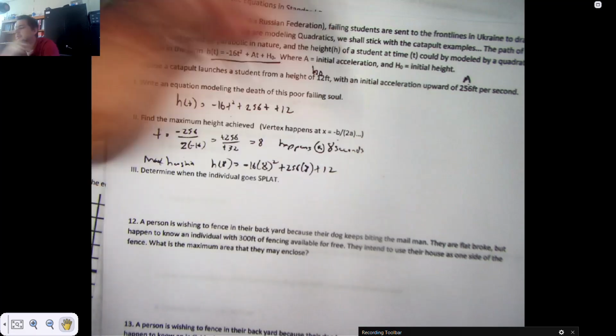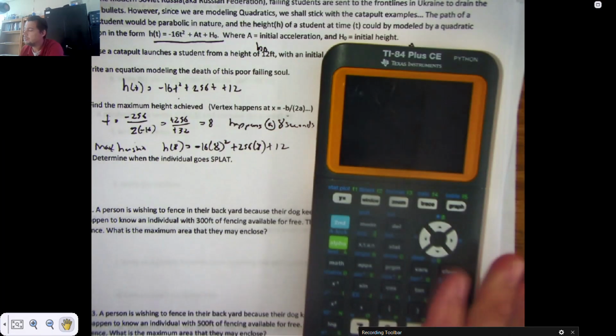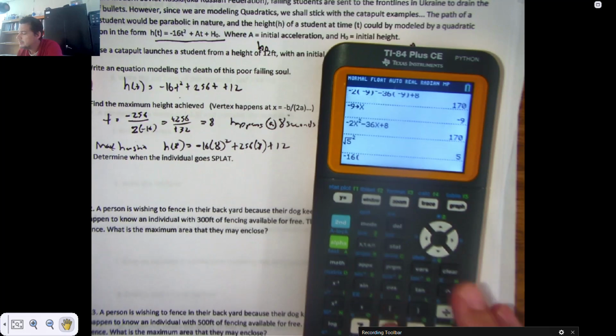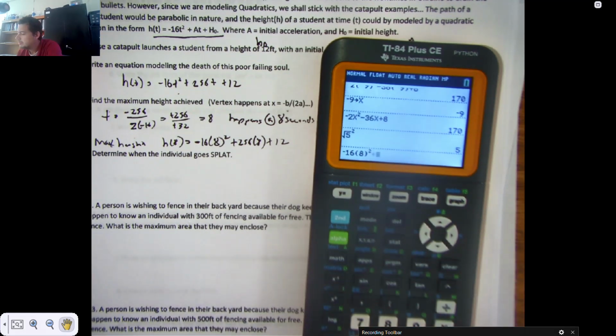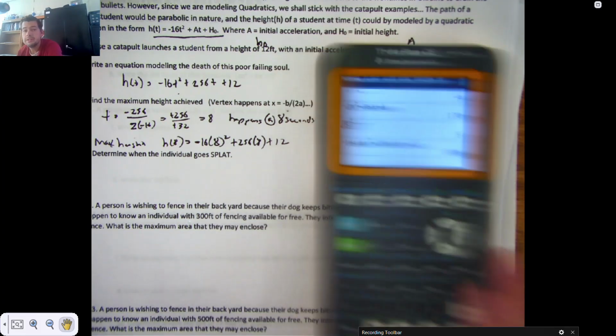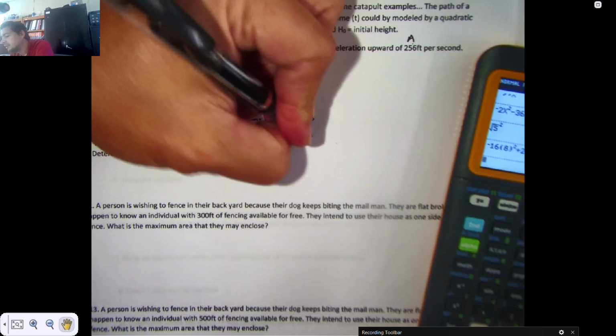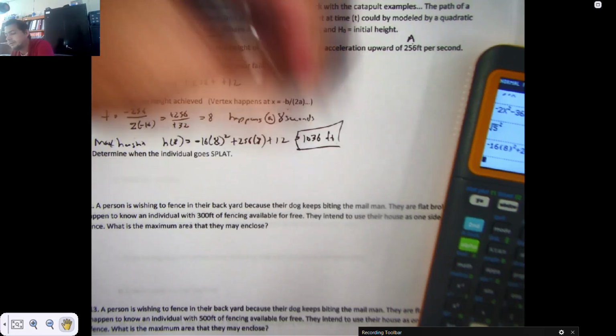It doesn't mean the maximum height's 8 feet. The max height happens when you plug an 8 in. It's h of 8, which means let every t be an 8. So negative 16 times an 8 squared plus 256 times an 8 plus 12. That's 1,036 foot. That's on up there.